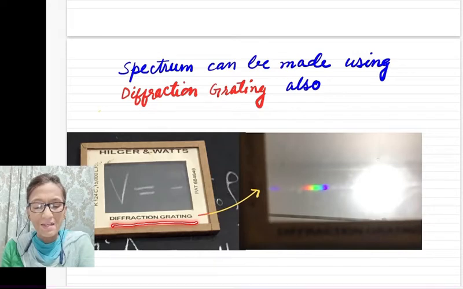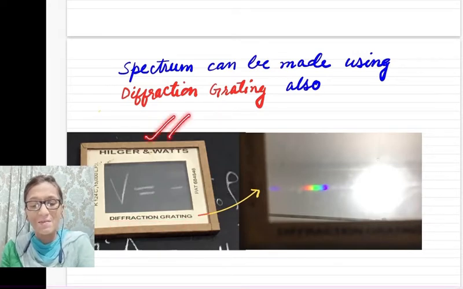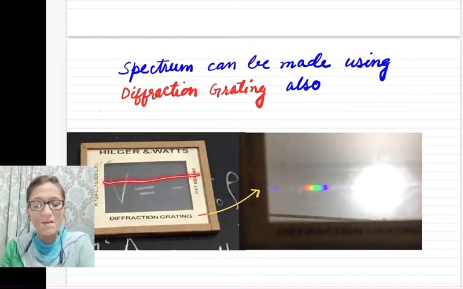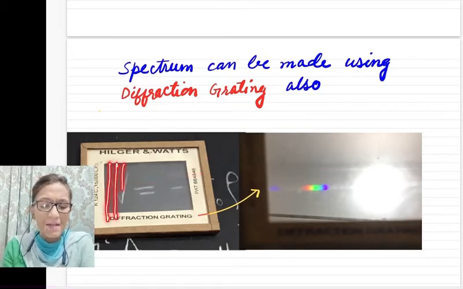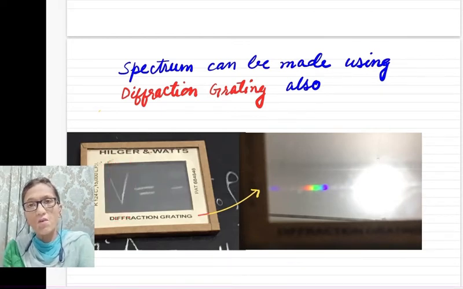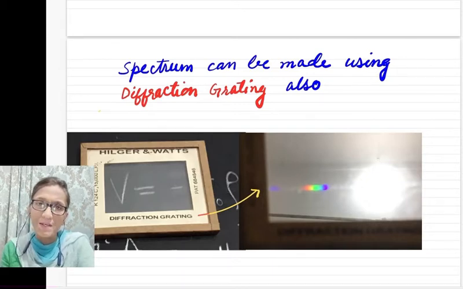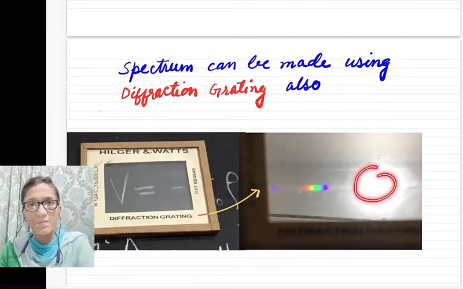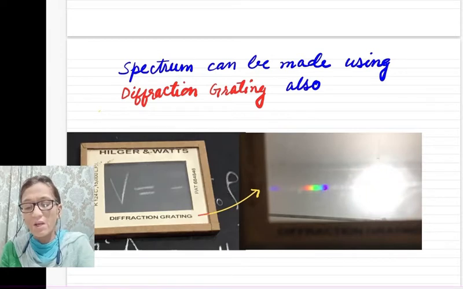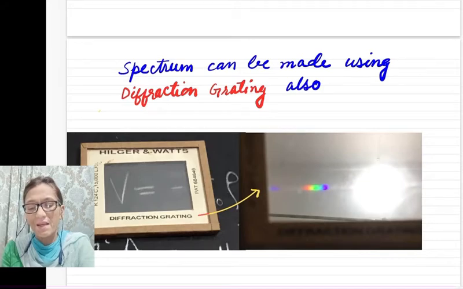Here you can see it is written diffraction grating. This is a device which has glass with several parallel slits. And the width of these slits is very small, of the order of micrometer. So when light passes through this diffraction grating, you can see here light from a bulb is passing through it. You can obtain spectrum. Here you can see.